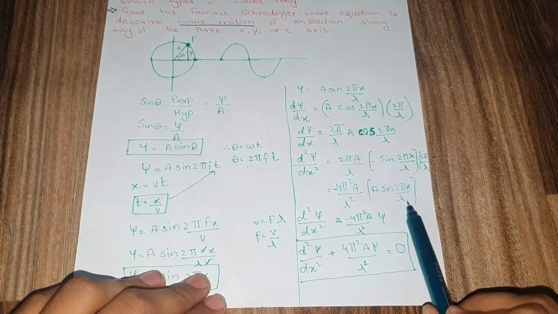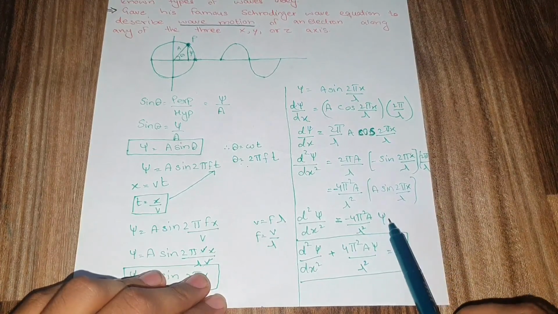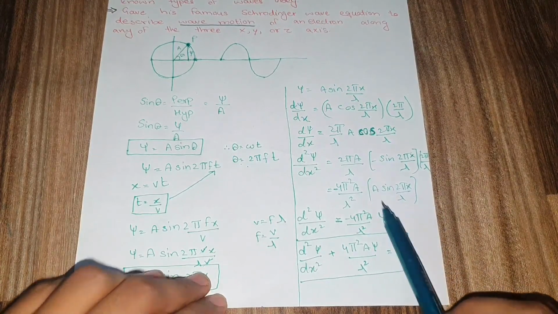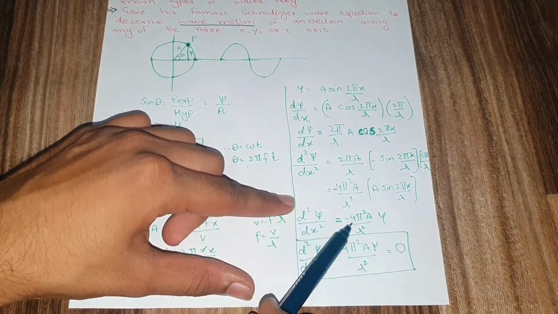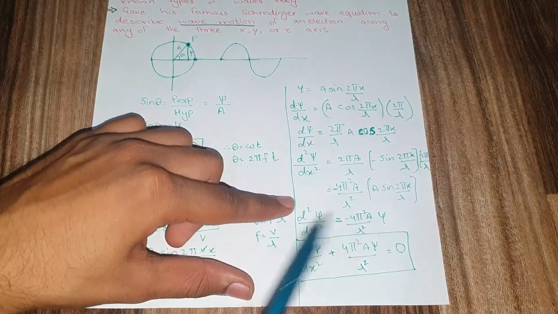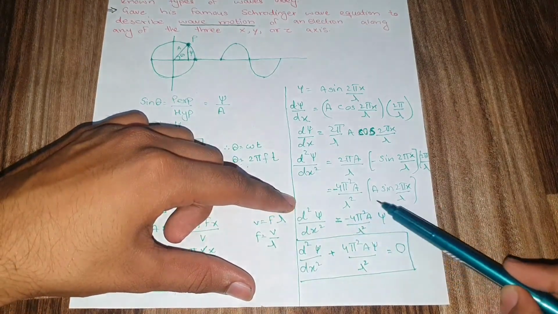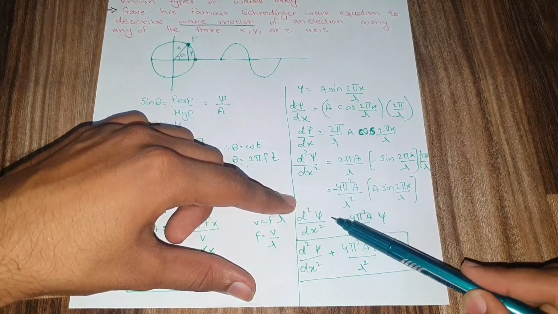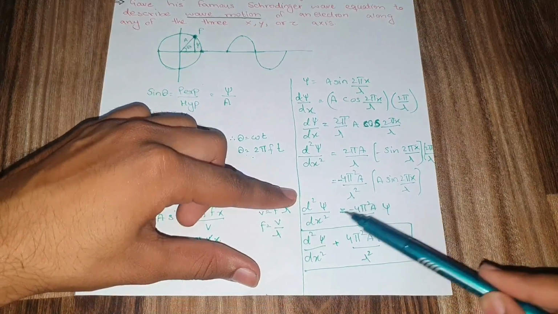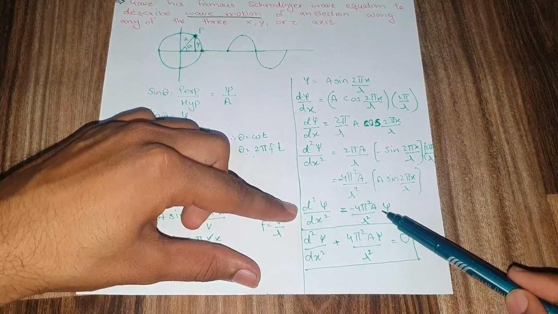This term here is equal to psi, so I have placed psi in place of this term. Okay, the rest of the equation is just the same. d square psi divided by dx square is equal to minus 4 pi square a by lambda square psi. So if I take this term to the other side of the equality sign, this minus will change into a positive sign. Okay, so this is the equality sign, this is the left side of the equation, this is the right hand side of the equation.